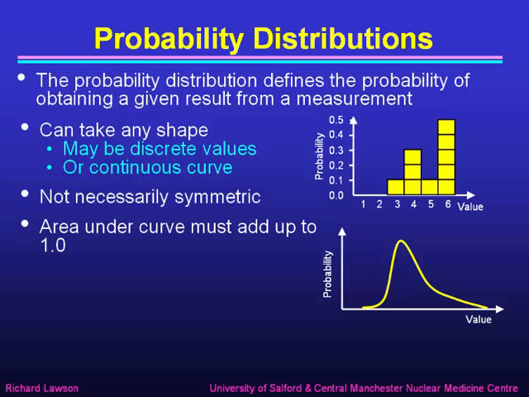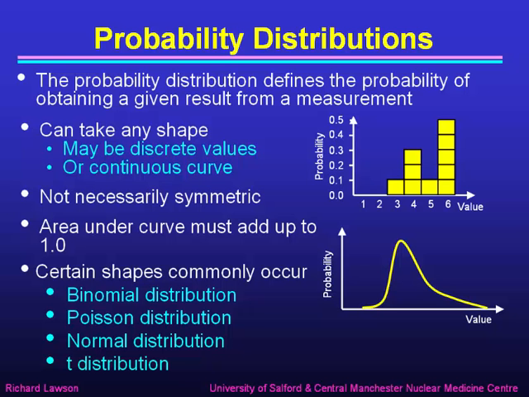The distribution doesn't necessarily need to be symmetric in shape. Indeed, we can see our bone scan probability distribution here is rather skewed to the right, and this continuous distribution is rather skewed to the left. But in all cases, the area under the curve or under the discrete measurements must add up to 1.0, because the total probability of something happening has to be 1.